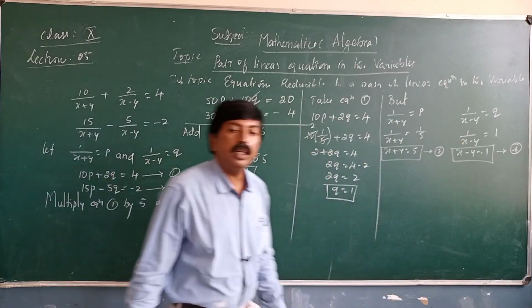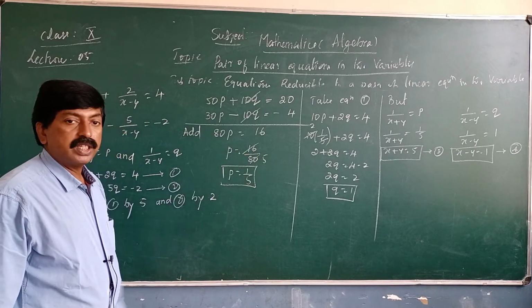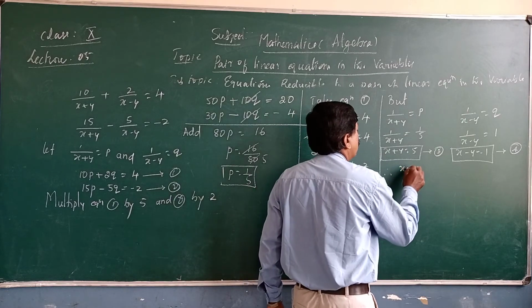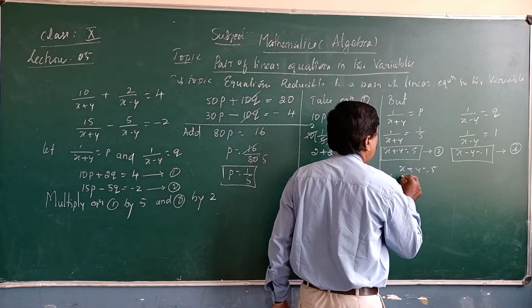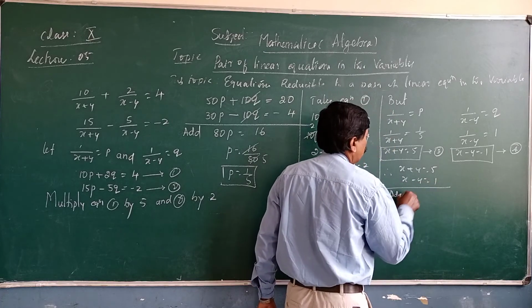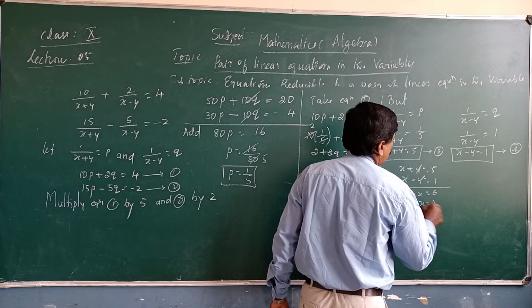Even though we didn't get x value and y value, now it is there in standard form. Add these two. Therefore, x plus y is equal to 5. X minus y is equal to 1. Add these two. Y cancel. 2x is equal to 6. X is equal to 3.